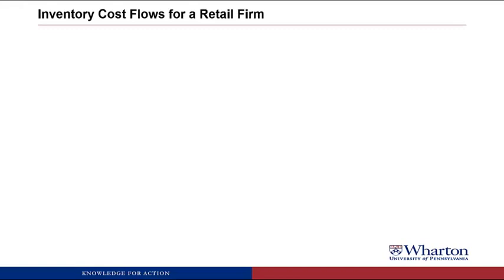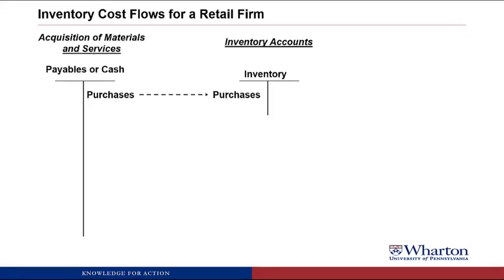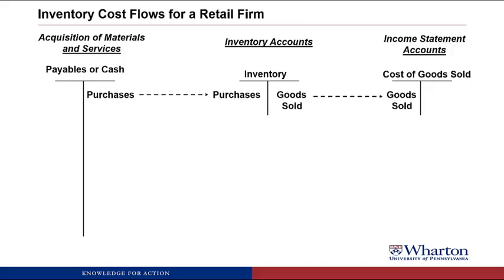Let's start by reviewing the accounting for inventory for a retail firm, which is what we saw in the Relic Spotter case. So the first step for a retail firm is they go out and buy inventory. So we would debit inventory to increase it, and then either credit cash or accounts payable, depending on how they acquired the inventory. When they sell the inventory, we take the cost of the goods sold out of inventory, and we debit a cost of goods sold expense, which will appear on the income statement. These are what we call product costs in the earlier videos.